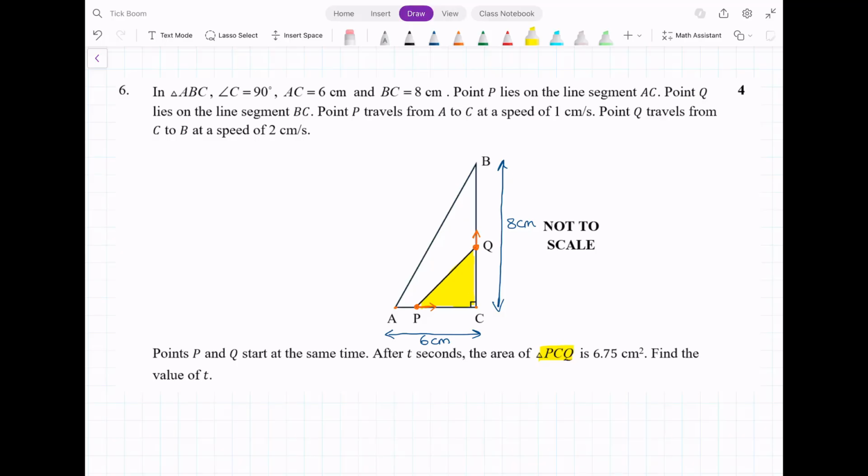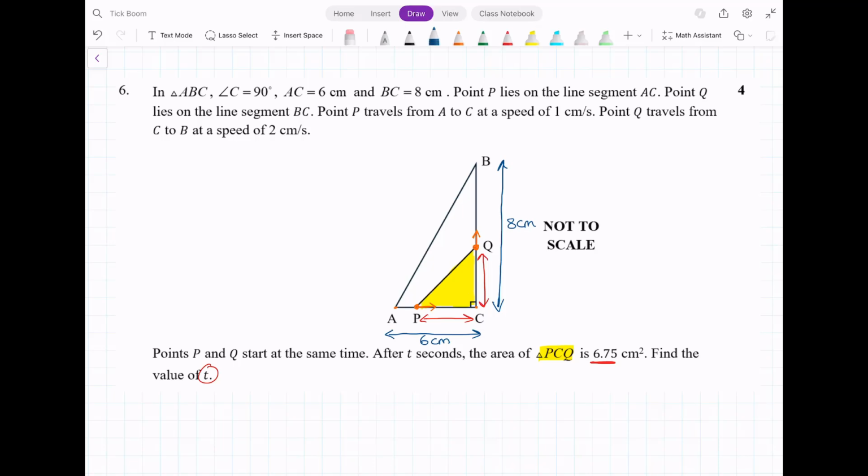So basically we need to take the information we've been given, and to get the area of a triangle we need to know the base, the length from P to C, and the height, the length from C to Q. If we can get those two lengths in terms of T, the pronumeral we're trying to find, then we can substitute them into the area of a triangle formula, note that the area is equal to 6.75, and hopefully solve for the value of T. So that's the approach we need to take.